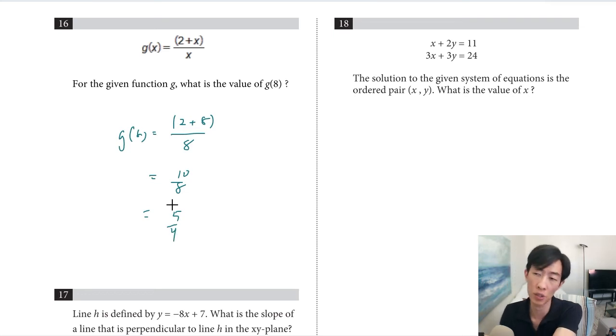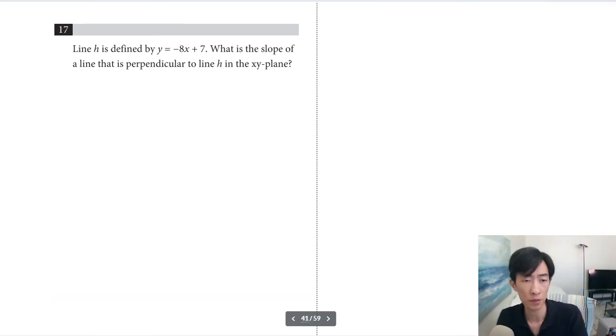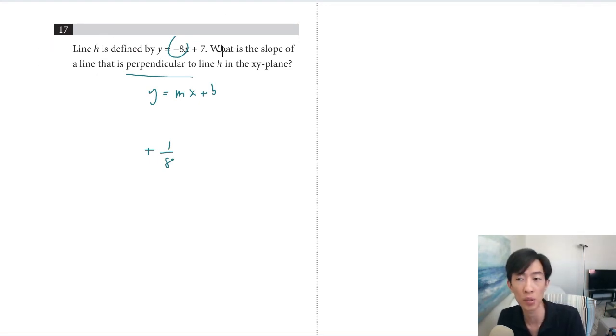They should mark either one correct. Line H is defined by y equals negative 8x plus 7. What is the slope of the line that's perpendicular? So this is already in y equals mx plus b. Perpendicular lines have slopes that are negative reciprocals. So what's the negative reciprocal of negative 8? It's positive 1 over 8, and that's going to be the answer. Remember, on these free response questions, you can't really put in negative signs, I'm pretty sure. So just keep that in mind.